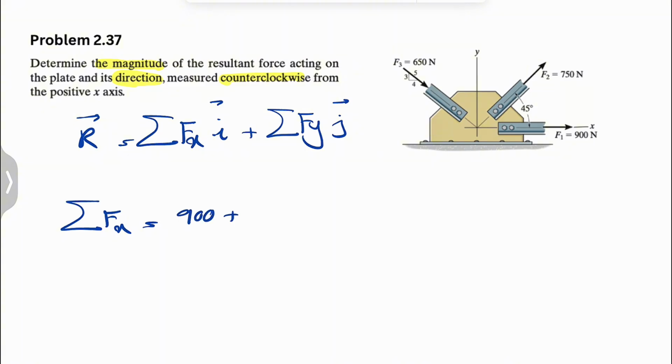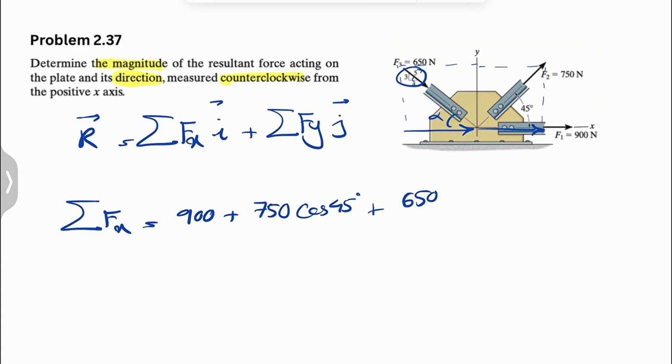We have the x component of F2, so we can resolve this F2 into two forces. This is the x component, which is positive, so 750 cosine of 45 degrees. Also we have the x component of F3, which is going to be in this direction too, so that one's also positive. The force is 650, and we are looking for the x component, which means if you consider this angle alpha, we need cosine of alpha, and if you look at this little triangle, this angle is also alpha.